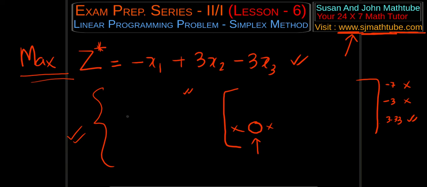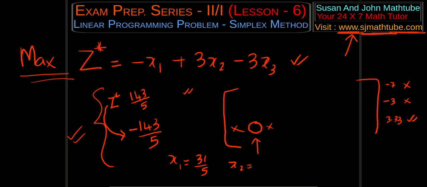And finally your answer will be minus 143 by 5, because from the table you will get positive 143 by 5, but remember that is the answer for Z star. So you have to convert it and make it negative. And x1 is equal to 31 by 5, x2 is equal to 58 by 5, and x3 is equal to 0.